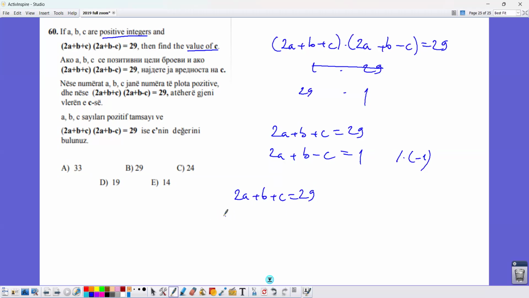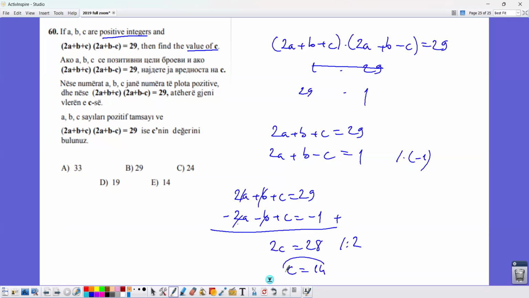The second one, when I am multiplying by minus, will become minus 2a minus b plus c is equal to minus 1. When I add these two equations, 2a minus 2a is 0, b minus b is 0, c plus c is 2c is equal to 29 minus 1, it's 28. When I divide by 2, c will be 14. So we were looking for c.